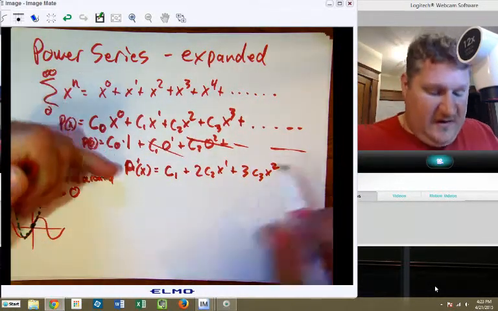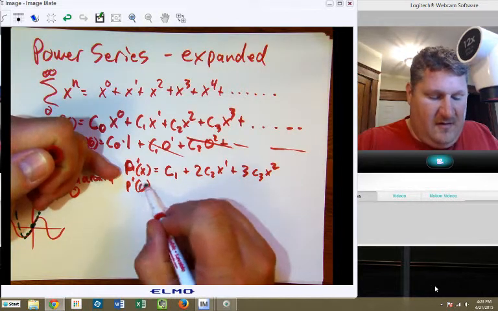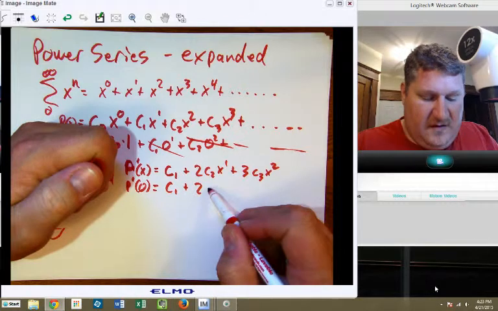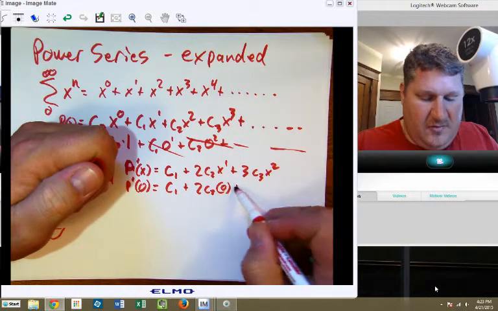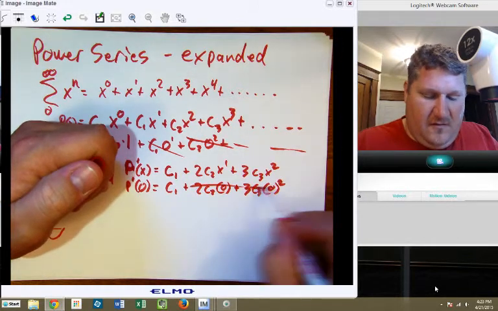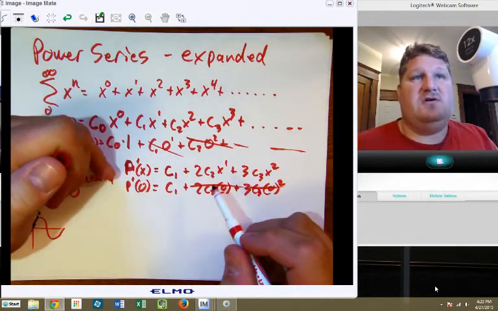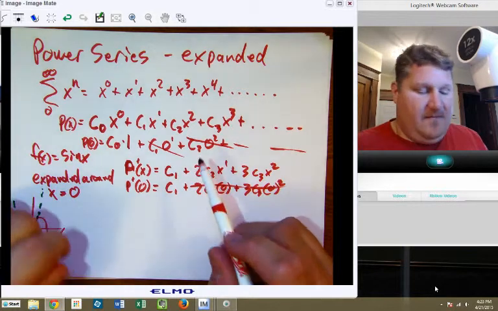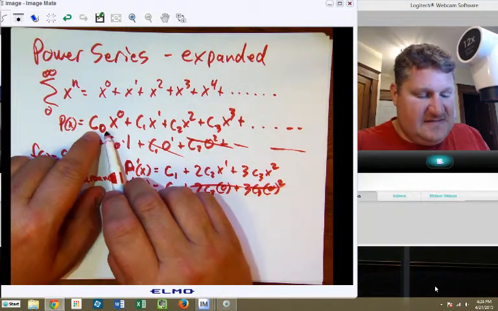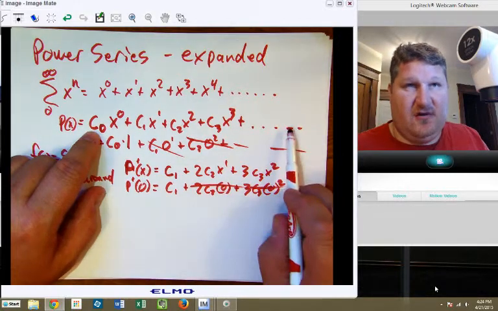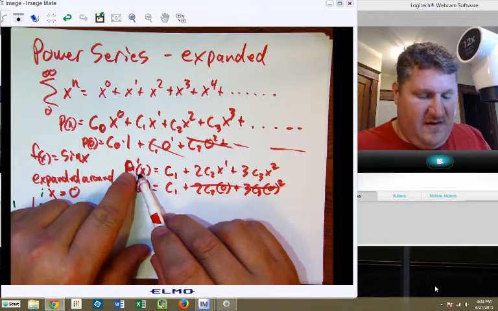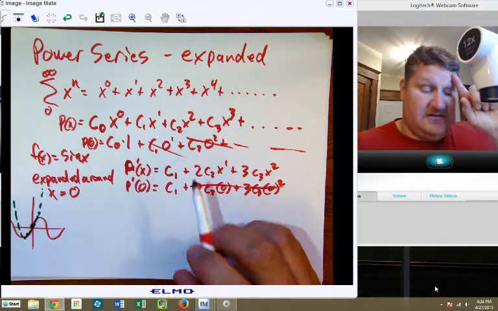Now, the thing is, when I expand around 0, p prime of 0, I'm going to get c1, that sticks around, plus 2 times c2 times 0, plus 3 times c3 times 0 squared. Those are all gone. And so you say, wait a minute. So you're telling me that the original c sub 0 can be found by plugging in 0 for all x's. But c sub 1, you take the first derivative, and that leaves you just c sub 1. Well, let's see if it works again.